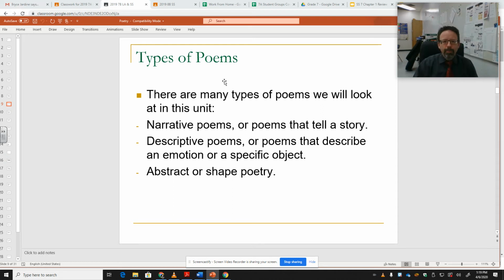There are many types of poems we will look at in this unit, but principally we're going to be looking at narrative poems, or poems that tell a story, descriptive poems, or poems that describe an emotion or a specific object, and we might take a look at some abstract or shape poems as well.